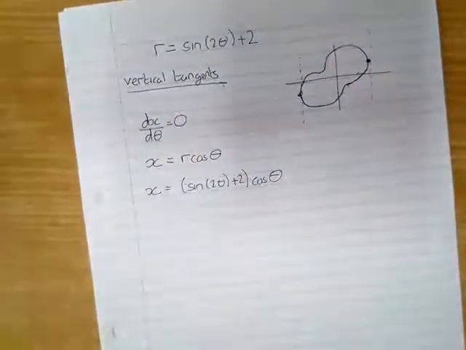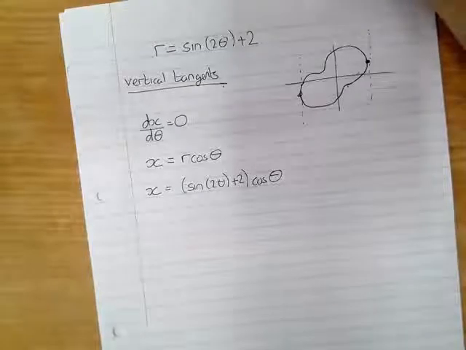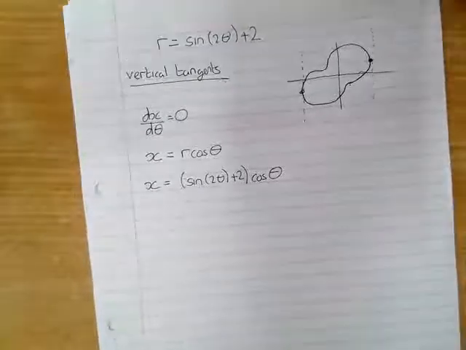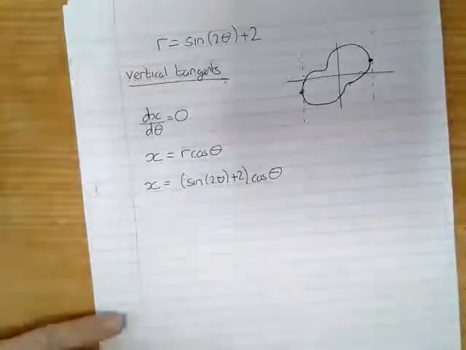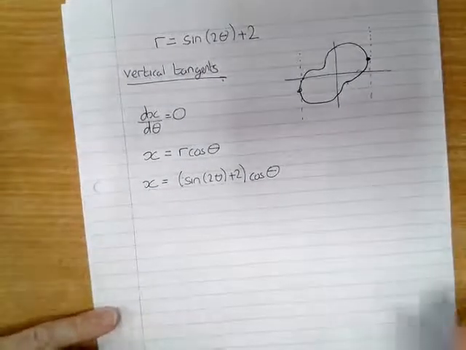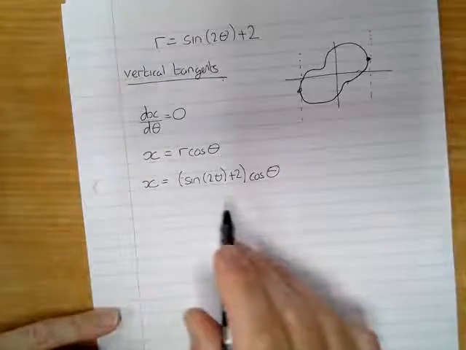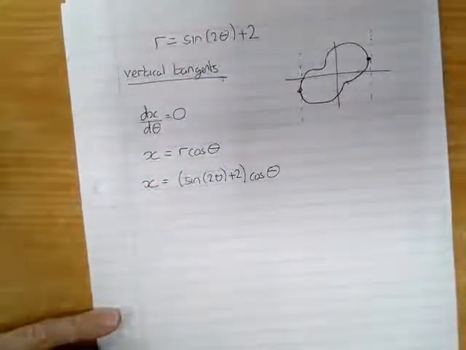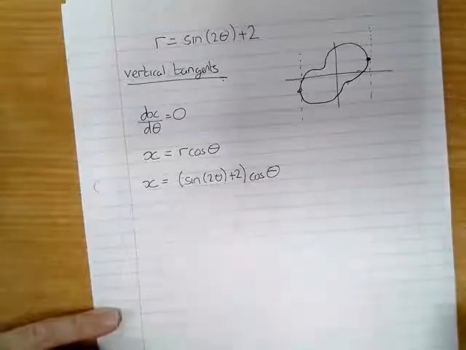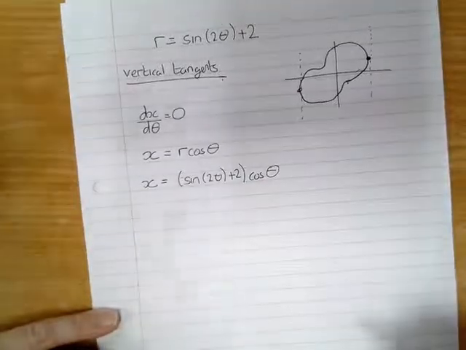And all we need to do now, so this is the value of x for any particular value of theta for our particular curve. So what we need to do now is to sub that into dx d theta equals 0. So I need to find dx d theta, I need to differentiate it.